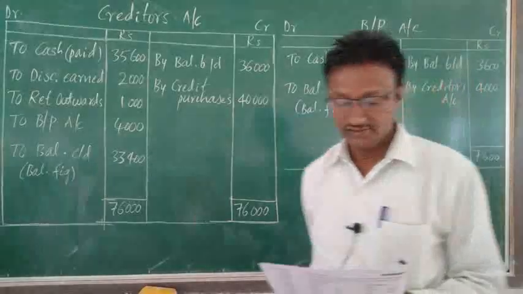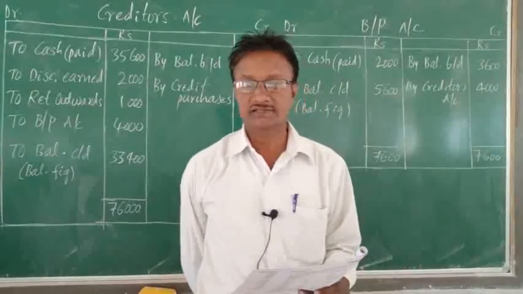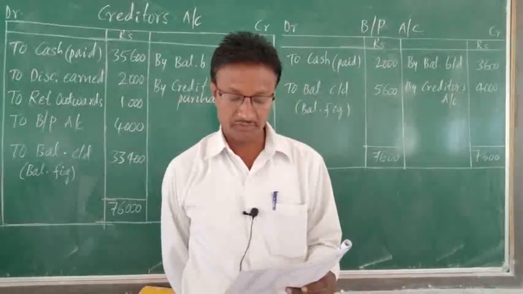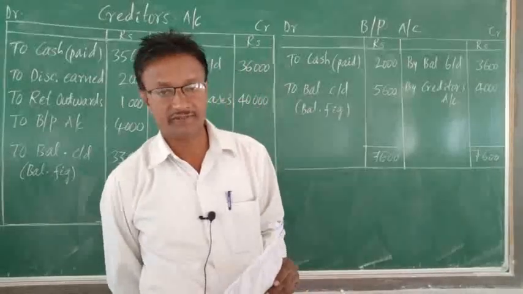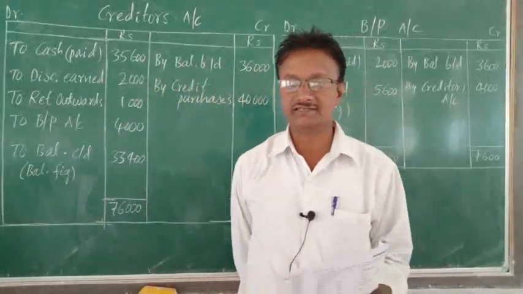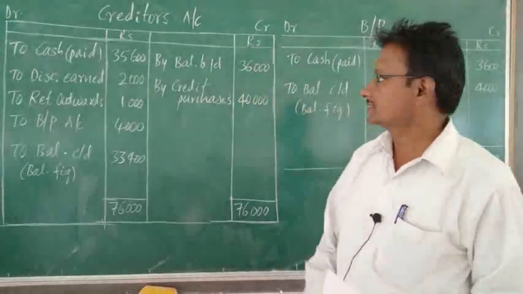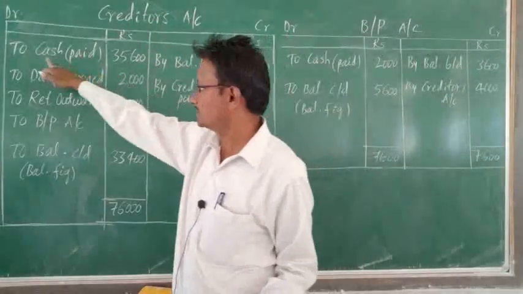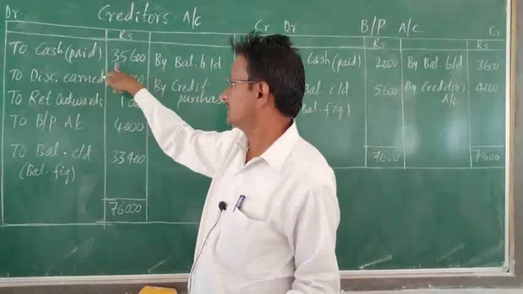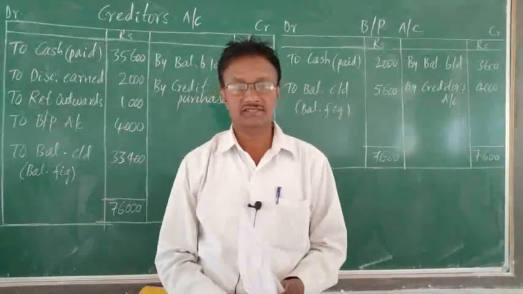Next, the entry in the cash book on the payment side is "by creditors 35,600." It indicates cash paid to creditors. So write in the creditors account "to cash paid 35,600."